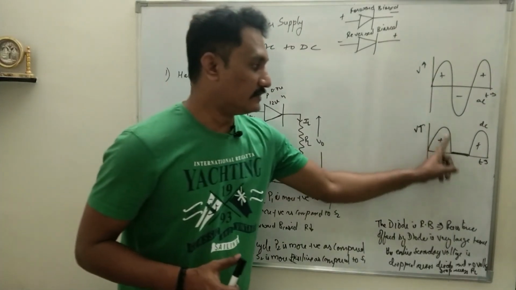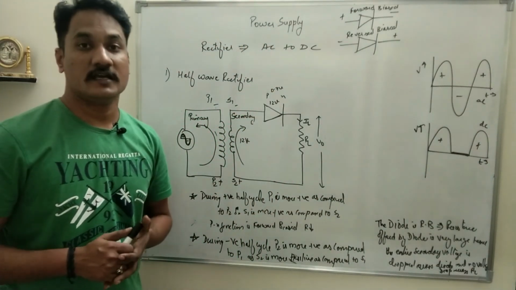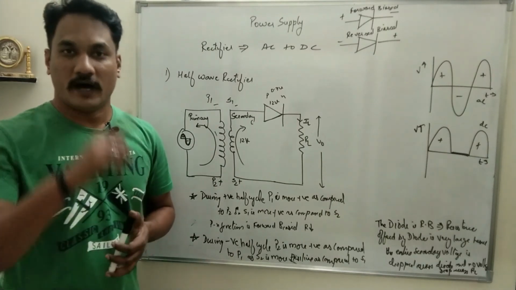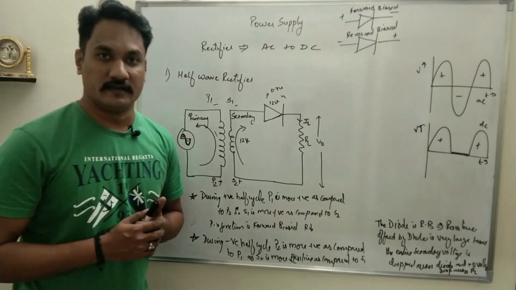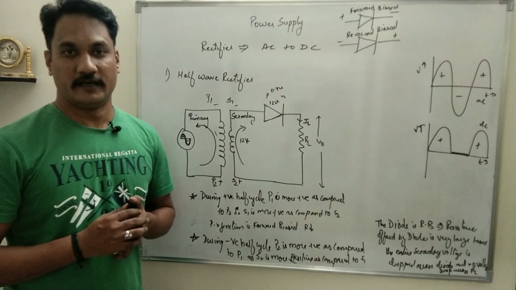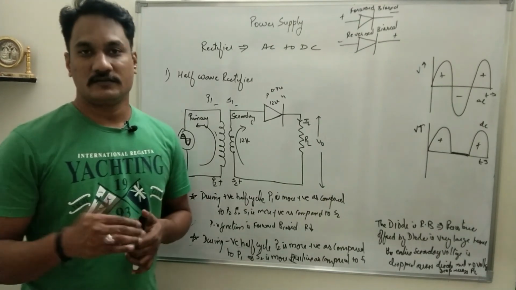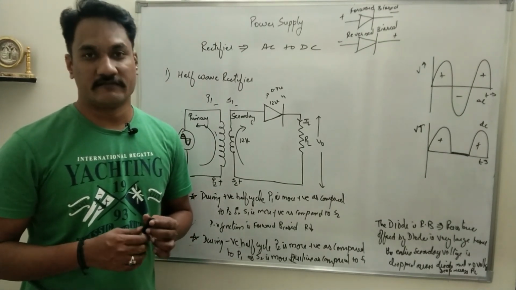So that is how you get this waveform. Then this is DC, so that is why we say a rectifier converts AC into DC. But the disadvantage of this circuit is that only one half cycle is rectified, the other half cycle is clipped from the circuit, and that is why it is named half wave rectifier. I hope you have understood. To remove this disadvantage, we will try to understand one more type of rectifier called the full wave rectifier.